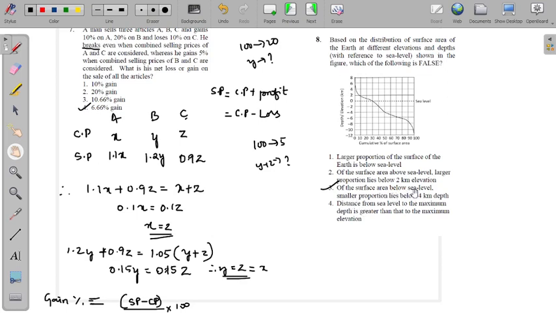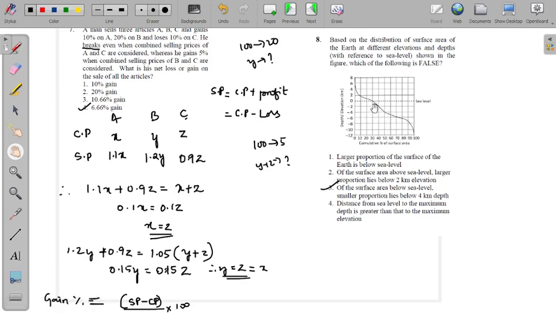Of the surface area below sea level, a smaller proportion lies below 4 kilometer depth. That is, below 4 kilometer depth. No, a smaller proportion doesn't lie there. It is having the larger proportion only below 4 kilometer.